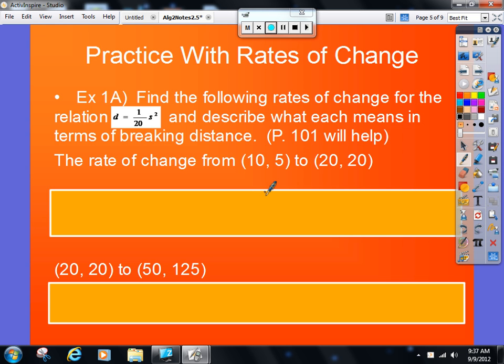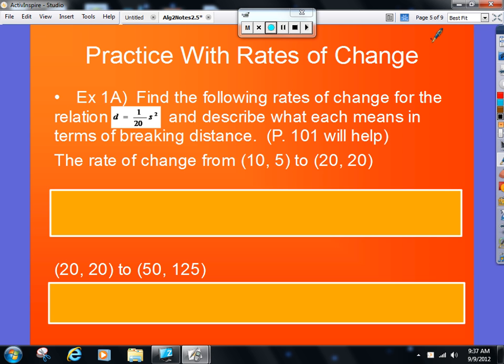Okay. Practice with rates of change. In example 1A in your book, and it says it's on page 101, they're giving you an example of a graph that has braking distance, a graph with speed, and this is the formula. Distance is 1 over 20 s squared. Okay, this is your form, y equals kx squared. It is definitely direct variation because it's in that form. Okay, but we're going to talk about some of the rates of change. And if you would look on page 100, it will help when you're doing this.